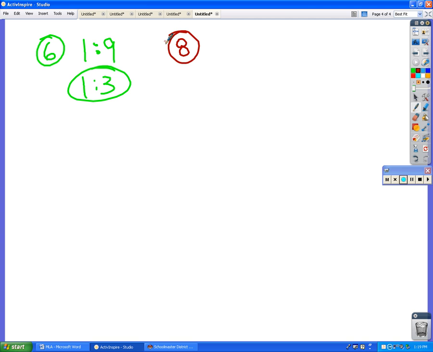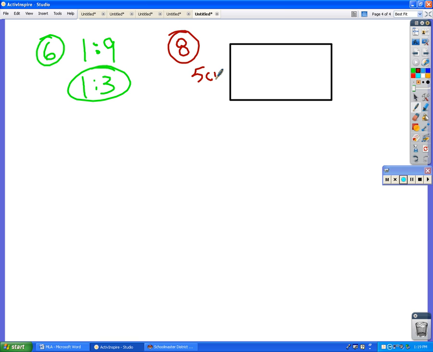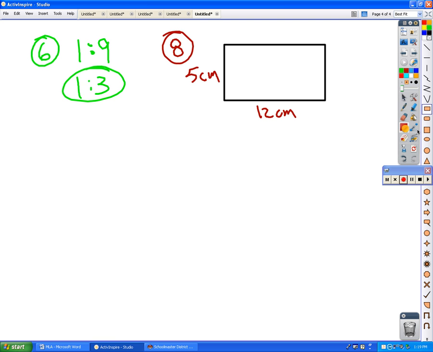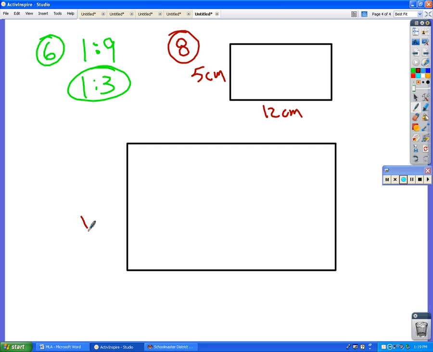All right, number 8 says Annie works in a magazine's advertising department. A client has requested that his 5 by 12 centimeter ad be enlarged. So this person has an advertisement that's 5 by 12 centimeters, okay? And the person says, double the length and double the width and then send me the bill. So if we double the length and double the width, how big will our new advertisement be? 10 centimeters by 24 centimeters.